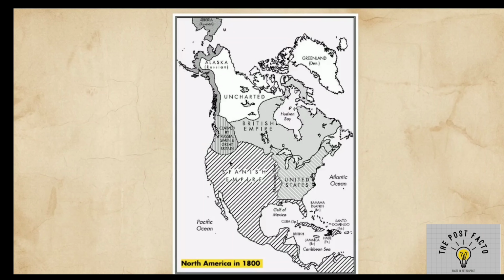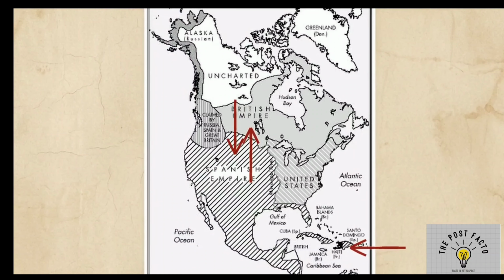But look at this map of North America in 1800. The United States is a narrow strip along the Atlantic seaboard, boxed in by massive British, French, and Spanish empires. It was a highly precarious position for a fragile new government.